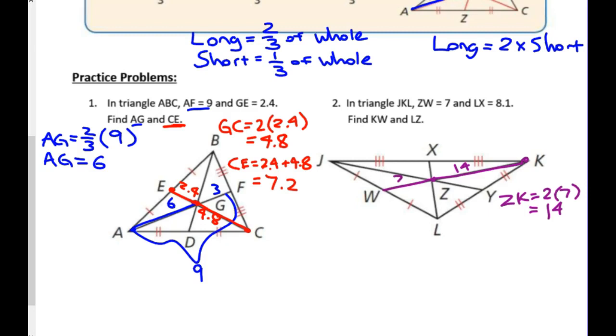And then I can answer the question, what is KW? So if I know small part is 7, long part is 14, to find the whole thing, I do 7 plus 14, right? And I get 21. So WK, or KW, is 21. Okay, and then the next thing I'm given is LX. LX is 8.1, so I'm going to label that with a big old bracket. From L to X is 8.1.